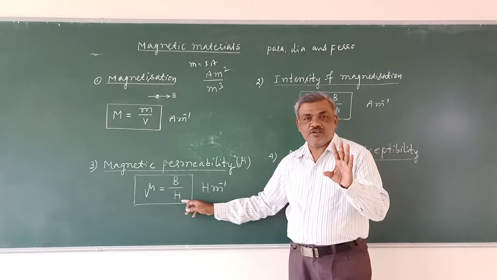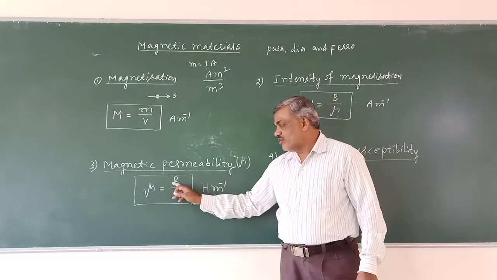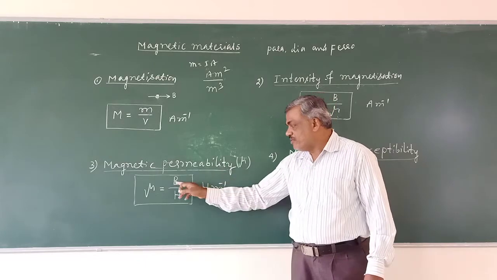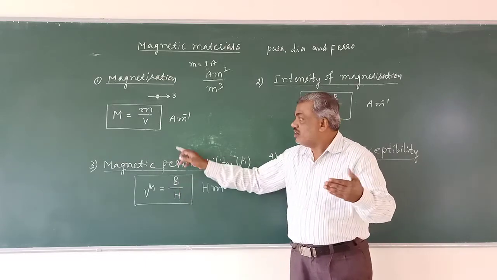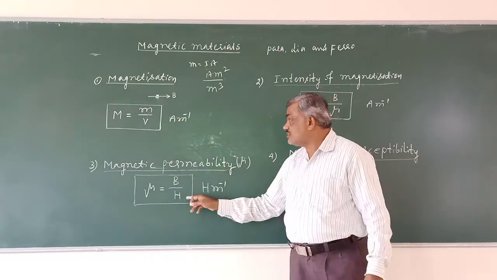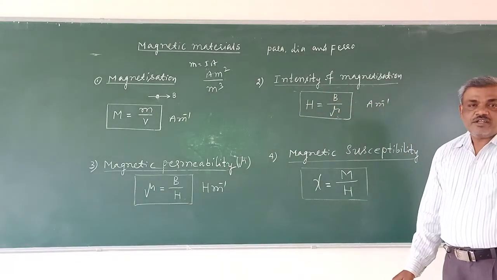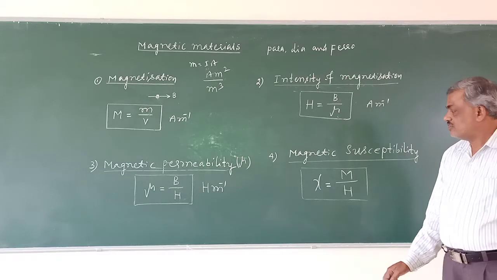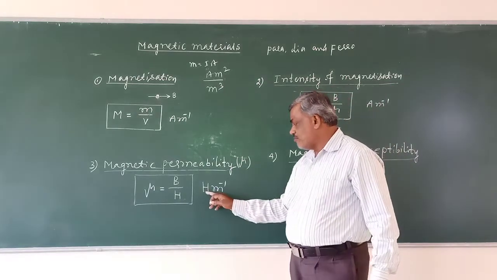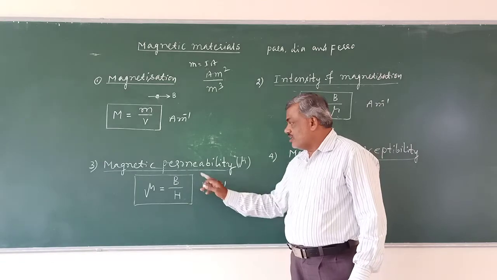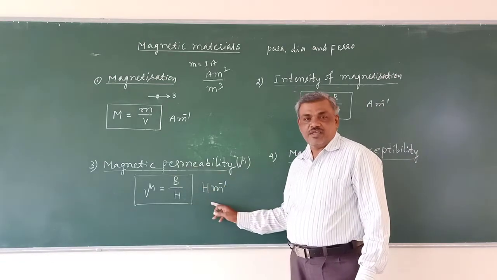This is a very important mathematical formula: mu equals B by H. Mu is the magnetic permeability. B is the magnetic induction or magnetic field. H is the intensity of magnetization or intensity of field. So what is the unit? Henry per meter is the SI unit of magnetic permeability.